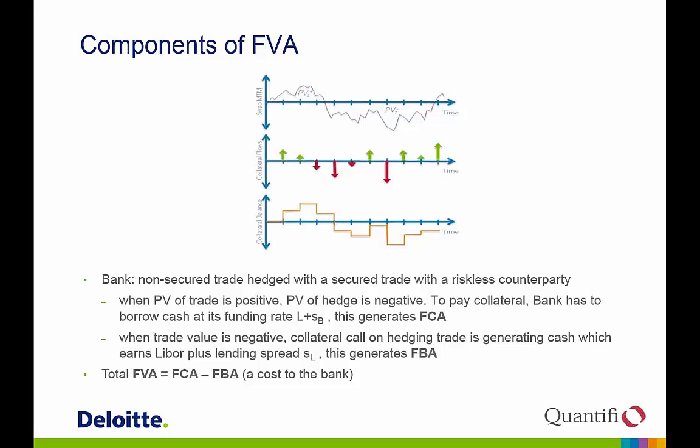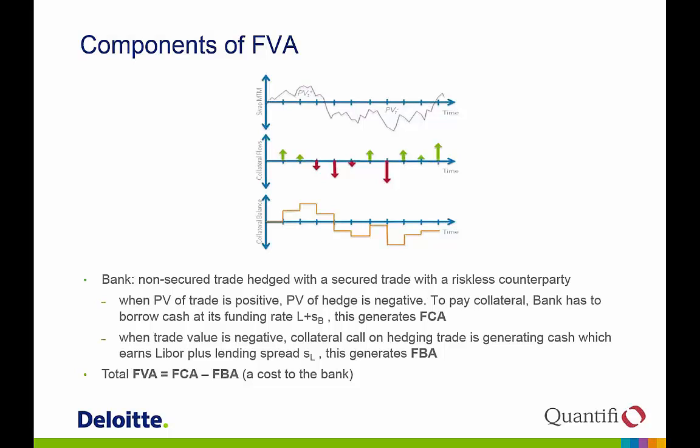To pay this collateral, the bank has to borrow cash, and it borrows this at the funding rate LIBOR plus SB. We'll put SB for spread borrowing, and this borrowing spread generates FCA, the funding cost adjustment. When the situation is reversed, when trade value is negative, the collateral call on the hedging trade is generating cash, which earns LIBOR plus lending spread, SL. This generates the funding benefit adjustment. So total FVA is the netted FCA minus FBA, and we consider FVA as a cost to the bank.